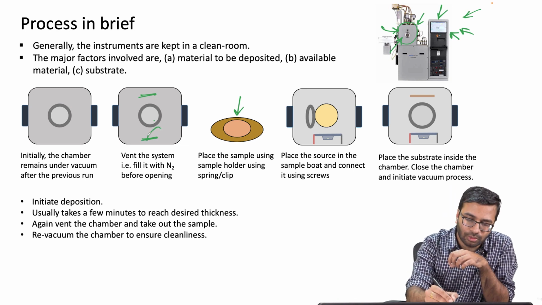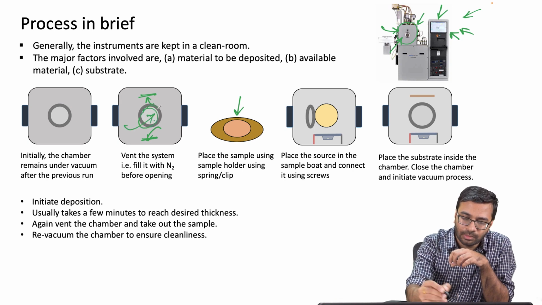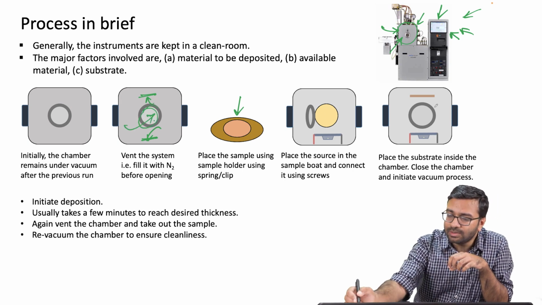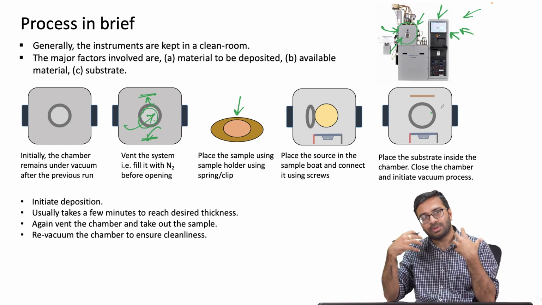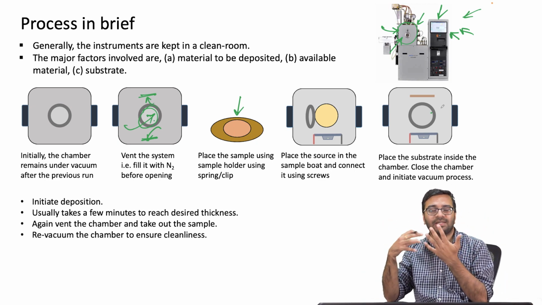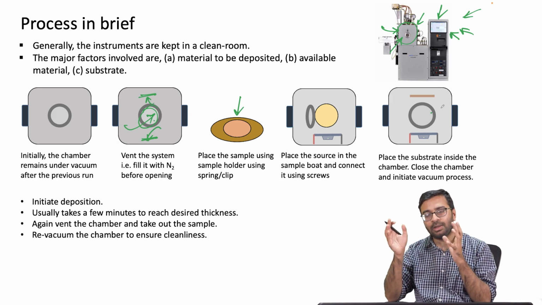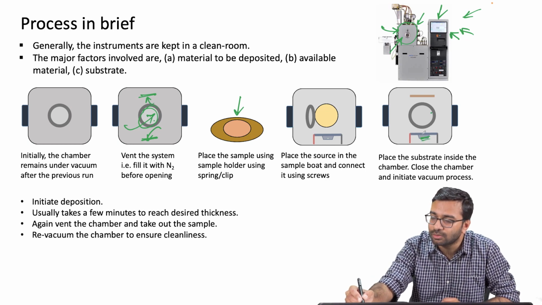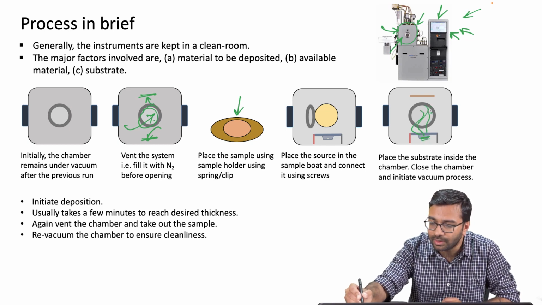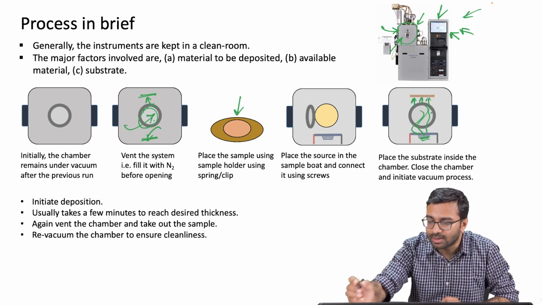Once you put the source material and the substrate, you again close the door, and once it is closed, again you vacuum the chamber, because vacuum is very important, otherwise the gases or air, whatever is present, may react with the system. So you vacuum it, and then you start heating this source material. Once you heat the source material, it will start evaporating. This evaporated material will get deposited on the substrate.